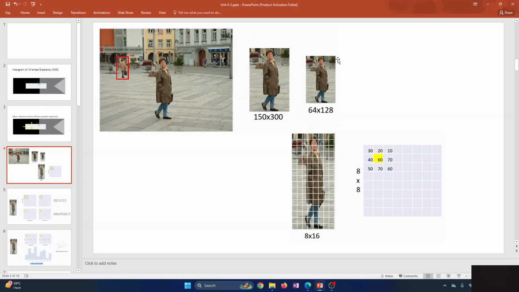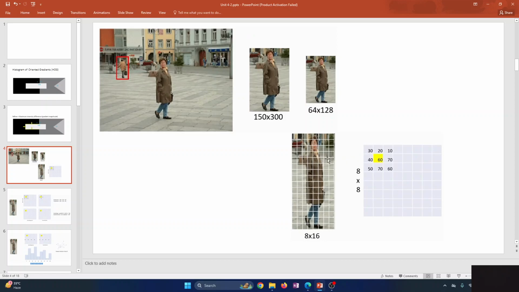Now once this patch is available, you can divide this patch into grids. Okay, so you can see 8 by 16. These are our different grids, and now in each grid there are 8 by 8 pixels. Okay, understood? Now next thing is, let's suppose all the intensity values are filled in this 8 by 8 image array. I'm only considering these 9 values for ease of understanding. Okay, so there are these values.